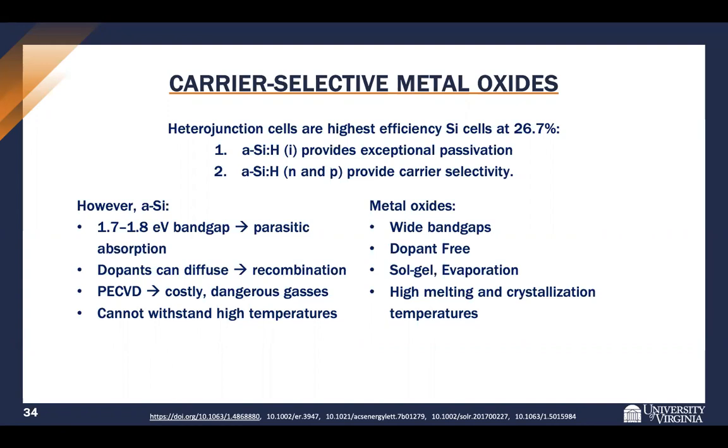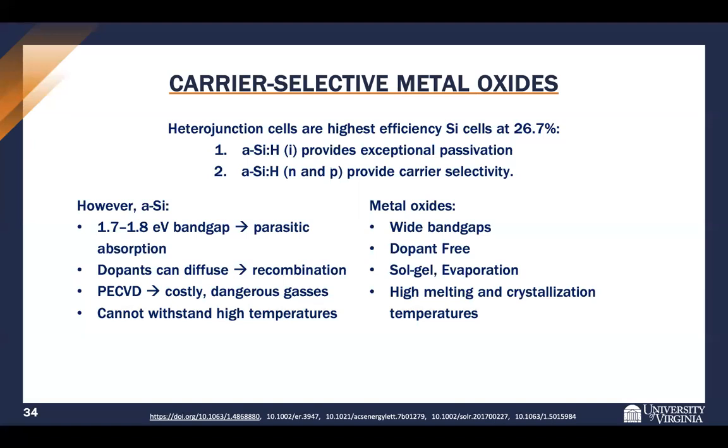Also, to deposit these layers, you need plasma-enhanced chemical vapor deposition, which is a pretty costly process and uses dangerous, toxic, flammable, and explosive gases. Also, this device can't withstand high temperatures, typically above 250 C, or the amorphous films will begin to crystallize, which actually harms the device. In contrast, metal oxides have much wider band gaps, so there's no parasitic light absorption.